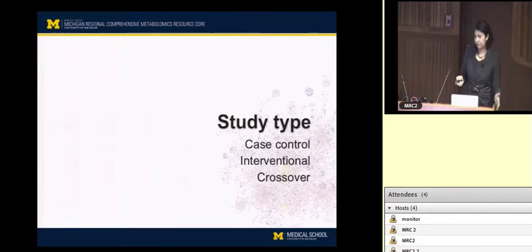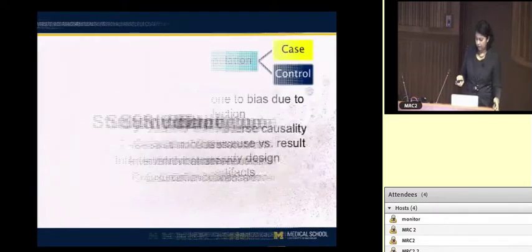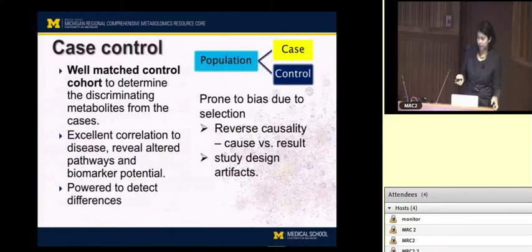So what type of studies are conducive to metabolomics? I'll start with a case control study. In a case control study, you have the opportunity to well match the control cohort to the case cohort. Therefore, toning down the discriminating factors that discriminate the metabolites, except the specific question at hand. So if you're very clear on the question at hand, you make sure you match your case and control with all other factors that's involved. Therefore, you can have a very clear pattern of the differences. These have usually excellent correlation to the disease patterns, can open up biological pathways and biomarkers. They can be easily powered to detect differences if they are matched really well.